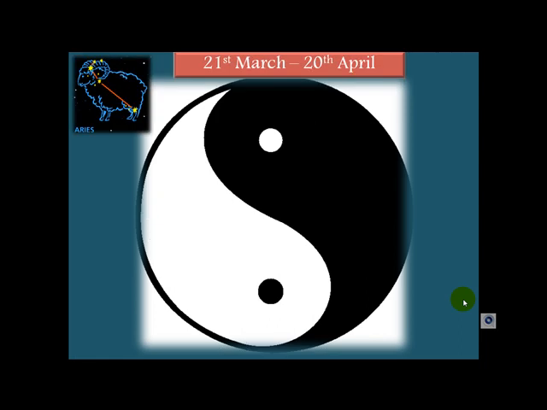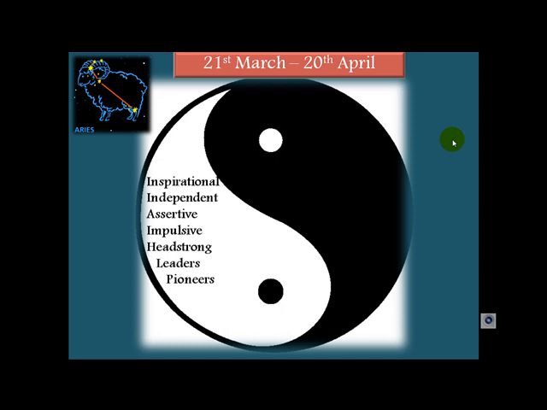So let's start with Aries. Aries is the 21st of March to the 20th of April, and this begins the year. Really, the year always began at the equinox. So Aries was the sign when the sun moves into zero Aries. Now, Aries is known to have inspirational, very independent people, assertive, impulsive, headstrong leaders and pioneers. On the negative side, they can be quite aggressive, a me-first approach, selfish, bad-tempered, intolerant and domineering.